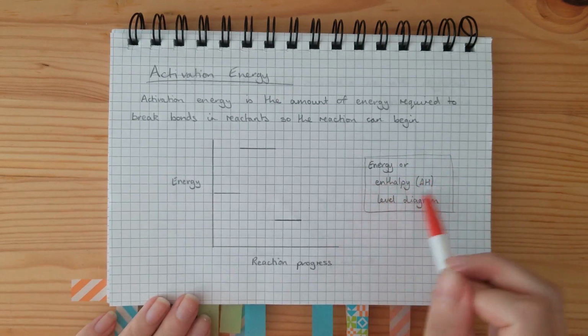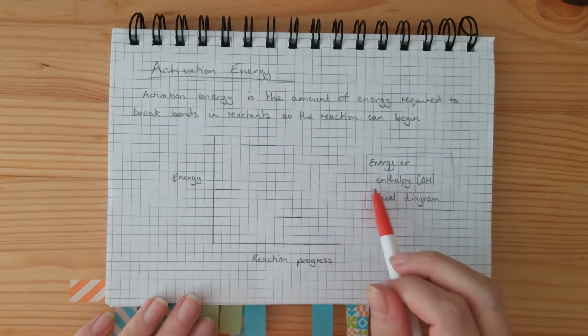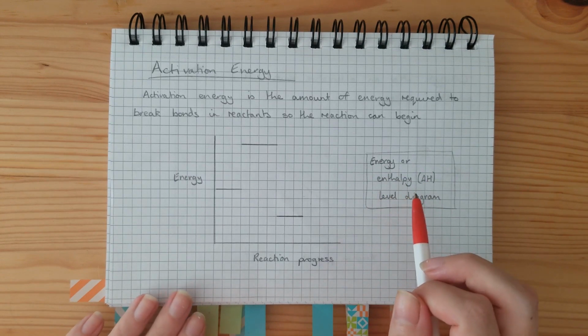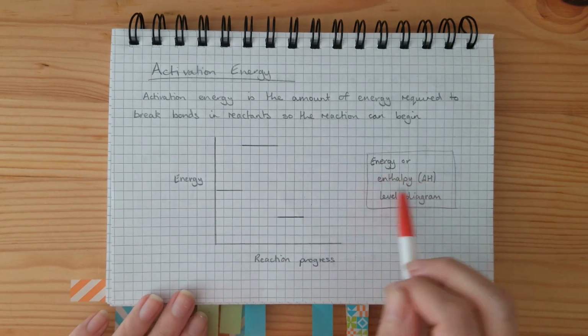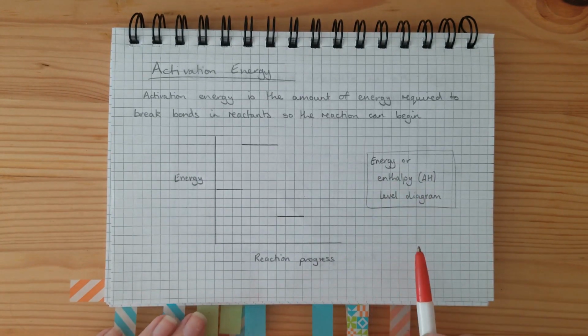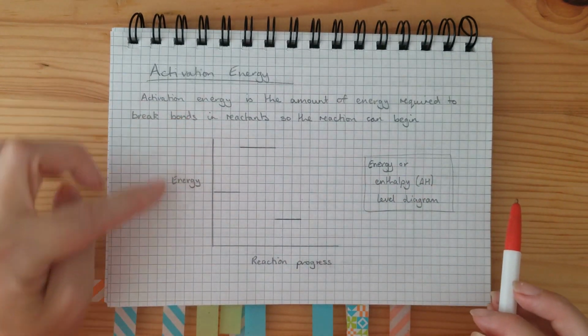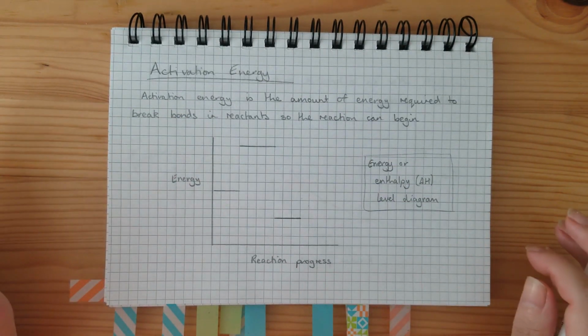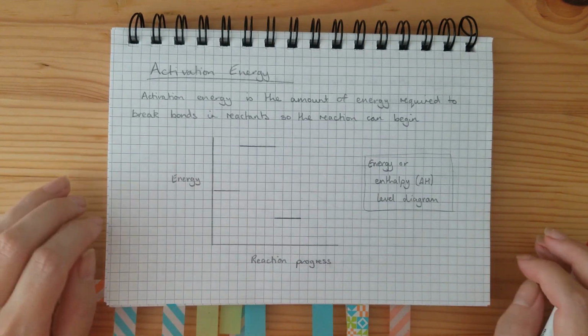Now, enthalpy we'll cover more when we get to energetics, but in basic terms, think about it as the amount of energy in the chemical. Okay, so this is actual energy trapped in the chemical in the bonds. So in our energy or enthalpy level diagram, we have energy on our y-axis and reaction progress on our x-axis. And they tend to be sketch graphs, okay, so you could be asked to sketch these.